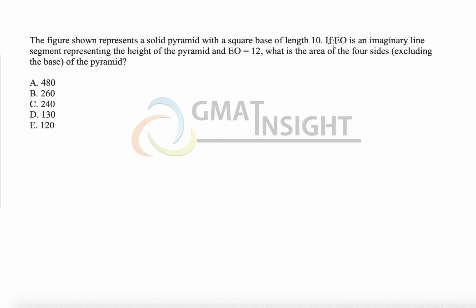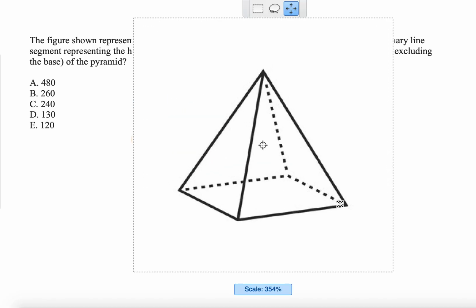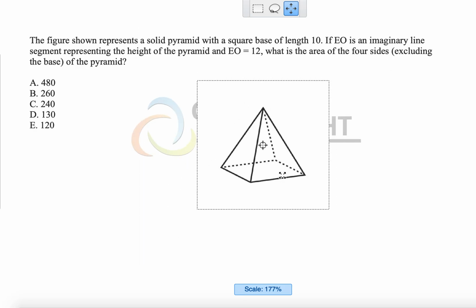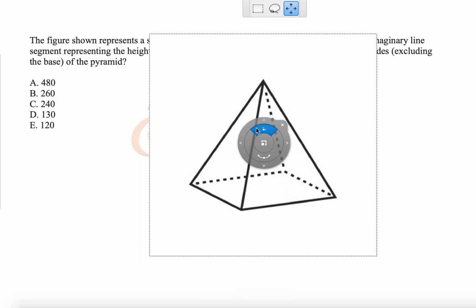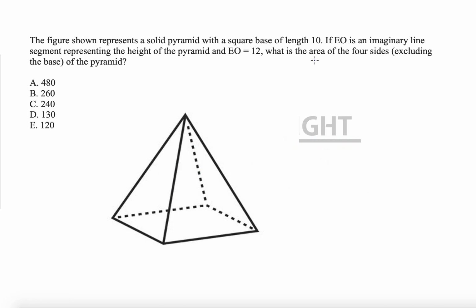Pyramid with a square base of length 10. If EO is an imaginary line representing the height of the pyramid and EO is equal to 12. So let's first of all make a pyramid here. So here we have a pyramid. Now in this case it's already given that the height is equal to 12.